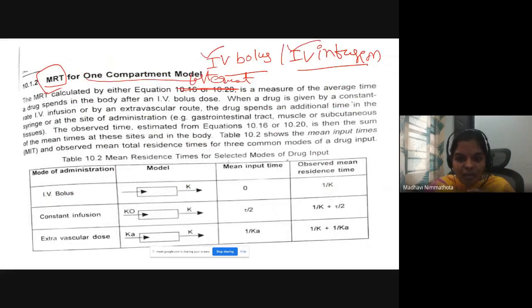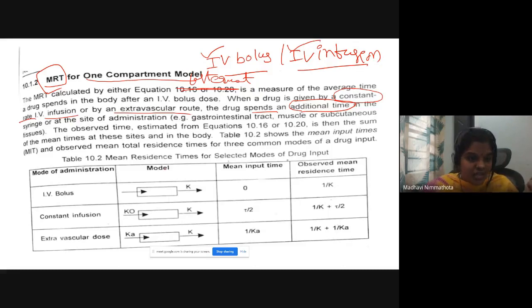When a drug is given at a constant rate, in which cases are you going to give the drug at a constant rate? By IV infusion or by extravascular route, then the drug will spend an additional time. Why? We are giving the drug at a constant rate. I already told you, in case of infusion, the drug release will take place very slowly. That's why it needs an additional time.